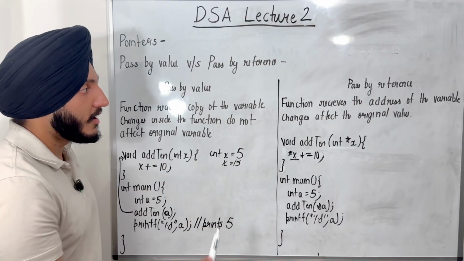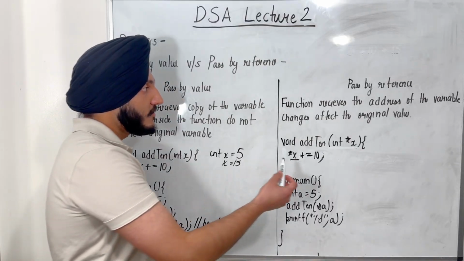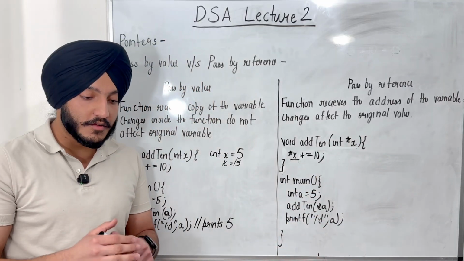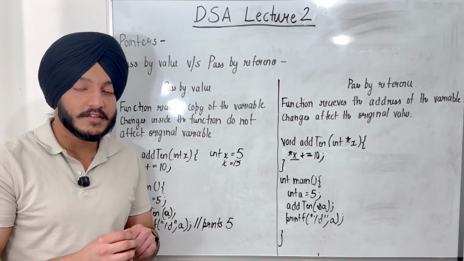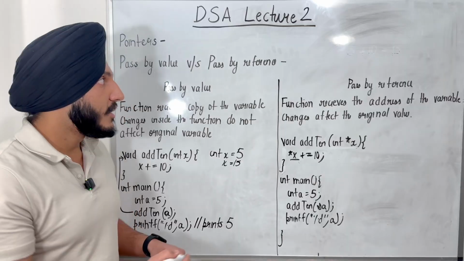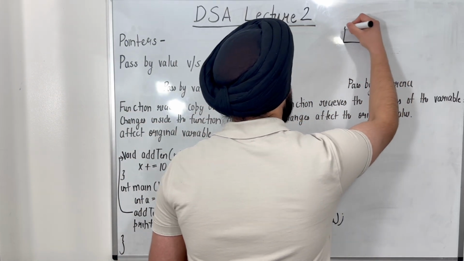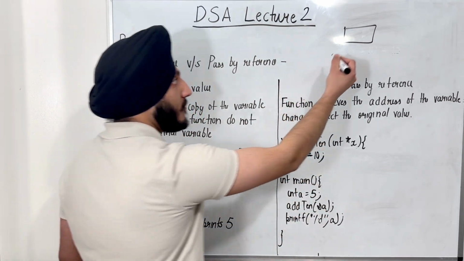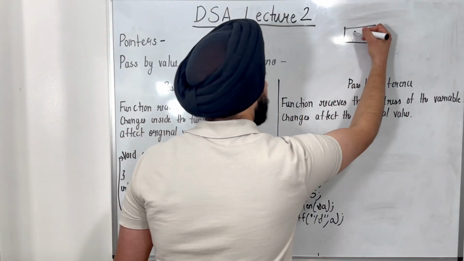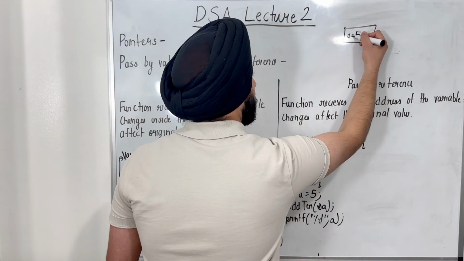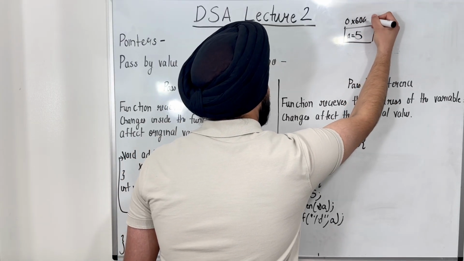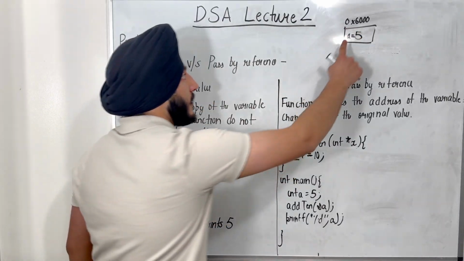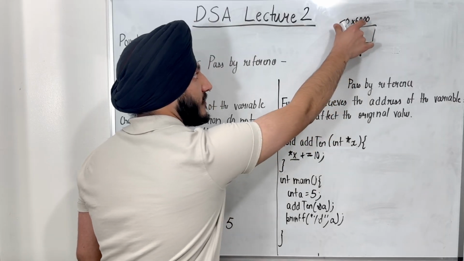Now let's try to understand what is pass by reference. The function receives the address of the variable, and changes affect the original value. So in this case, instead of passing the variable, we are actually passing the address of that variable. Let's try to understand this code snippet. First thing is I declare this integer a equal 5. So in some memory in my computer, this variable a equal 5 will be created, and let's say the address is 0x6000 for now. The value 5 would be stored at this particular memory address.